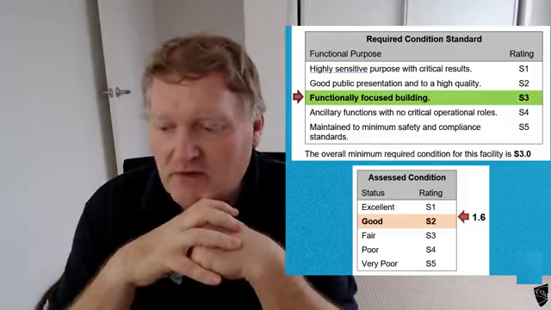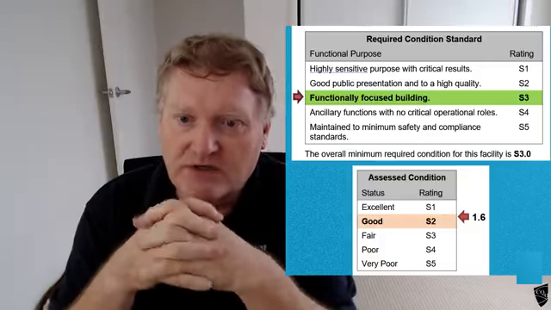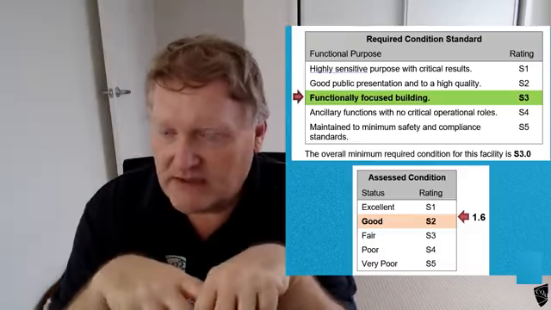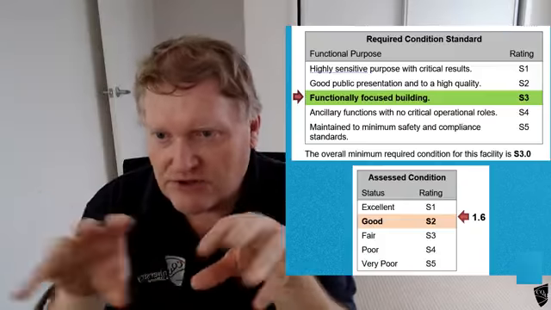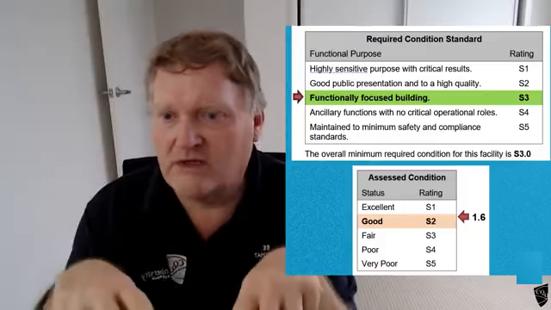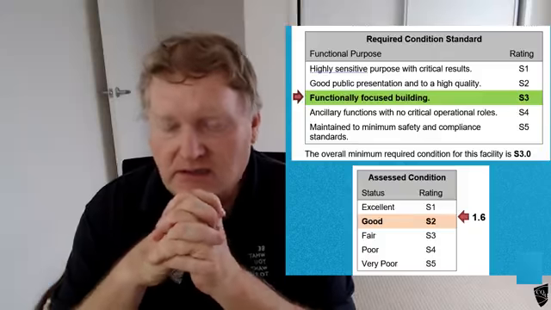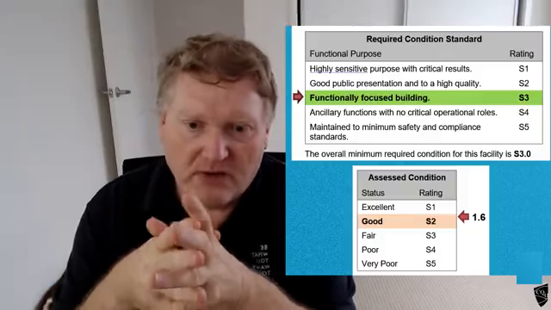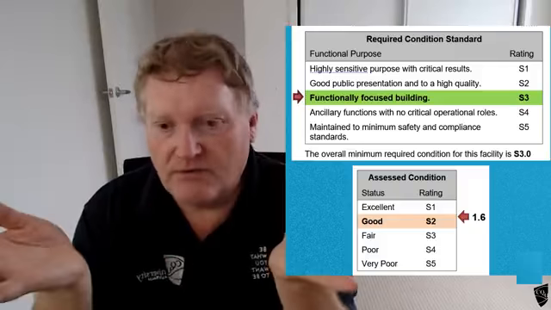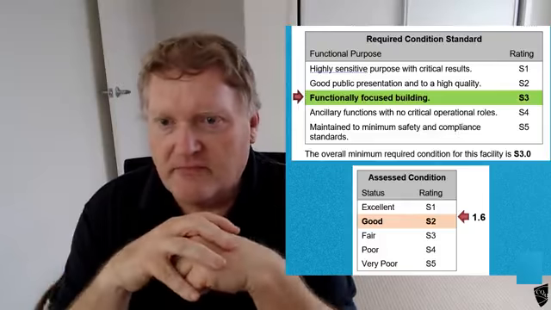The swimming pool we looked at, which we actually assessed its condition at slightly better than good. All the elements were assessed independently. The areas, the change rooms, the entrance, the pool, the gardens, all assessed separately, and then the average worked out at a 1.6.